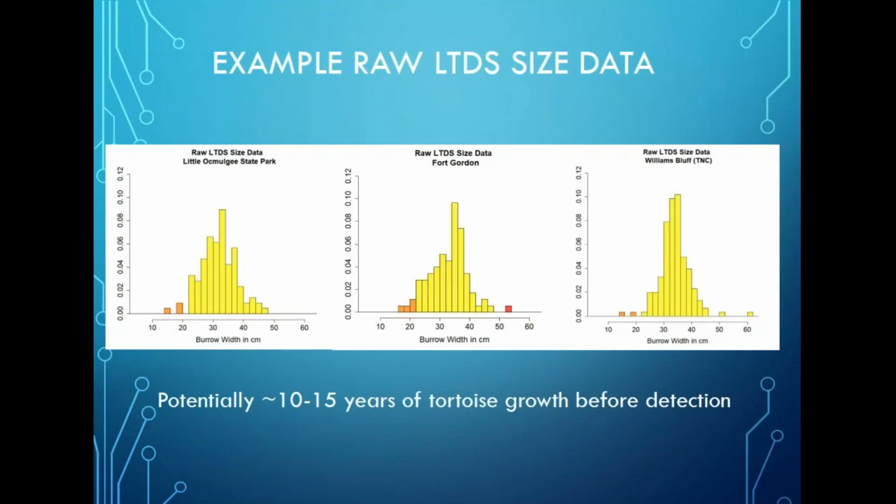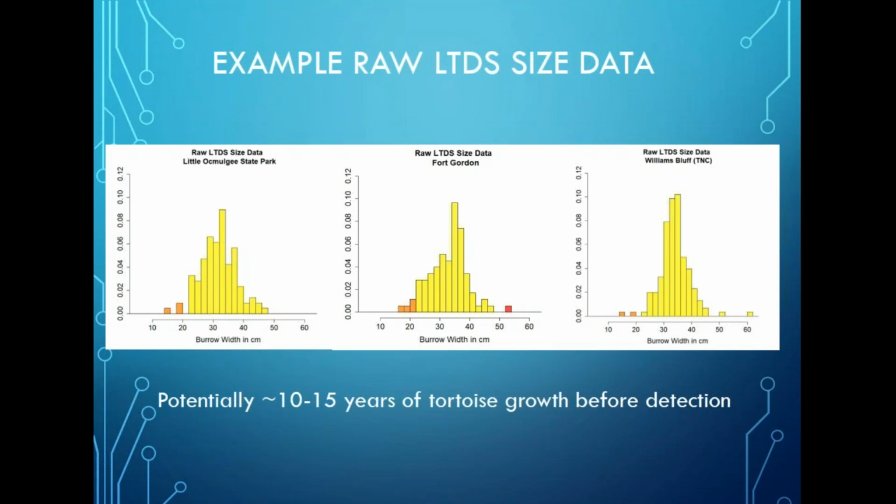So when we look at the size distributions of these burrows that we collect, this is the raw data that we get out of line transect distance sampling, we see that there's sort of this gap in these lower burrow widths, like below 20 centimeters wide. We really are seeing this lack of detections, and we're not sure if that's because the tortoises are not reproducing, which would be a concern, or because we're just sort of bad at detecting them.